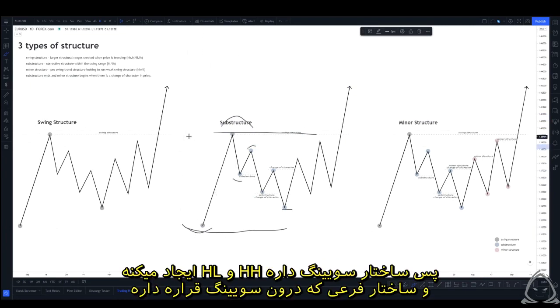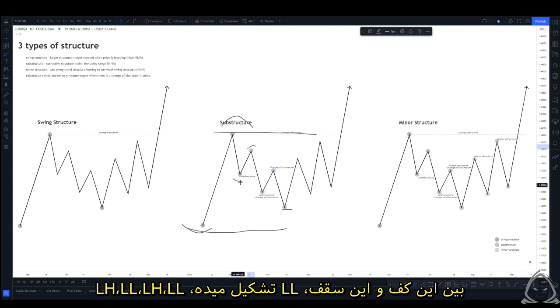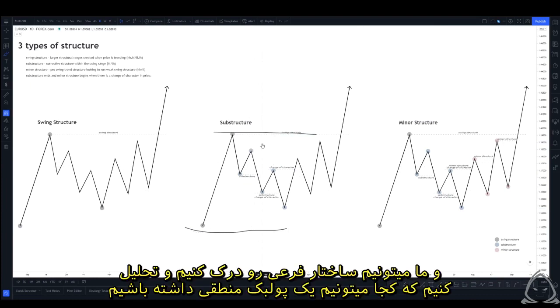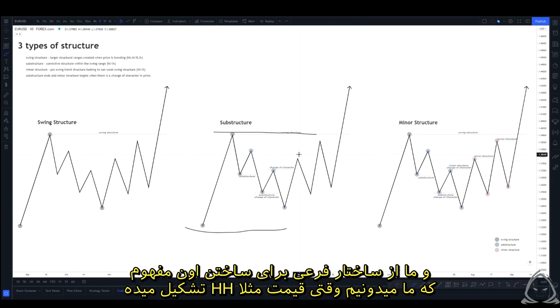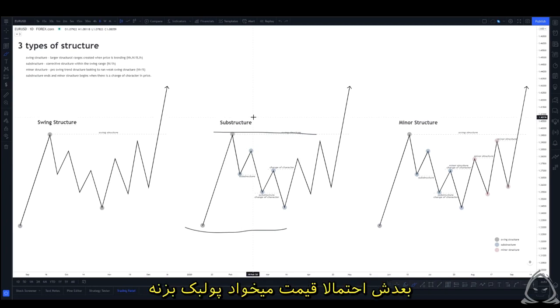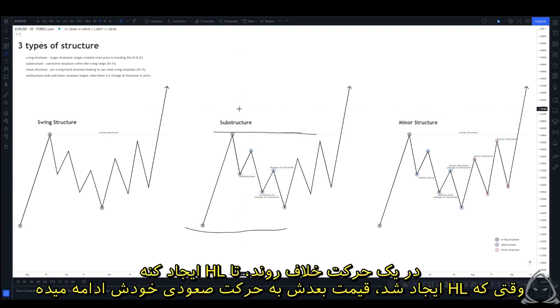The swing structure is creating higher highs and higher lows, and the substructure contained within the swing structure of this low and this high is creating lower lows, lower highs, lower lows, lower highs, lower lows. We're able to understand substructure and plan out where we would expect a reasonable pullback. We use substructure to understand that when price creates, say, a higher high, more than likely price is then going to retrace or correct in a counter trend fashion to put in a higher low.